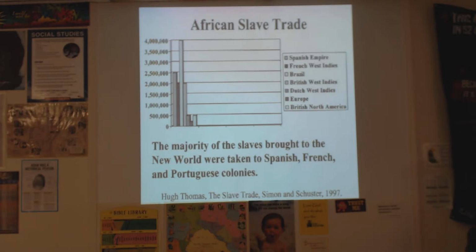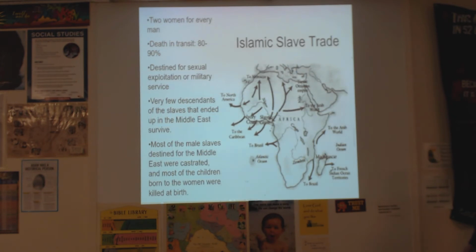Now, another part of the slave trade that we ought to be aware of is the Islamic slave trade. Some interesting facts we know. Of course, these are the slaves that are being taken this direction and this direction over to this area. They're being sent to the Arab world, to the Muslim world. They took 2 women for every man.